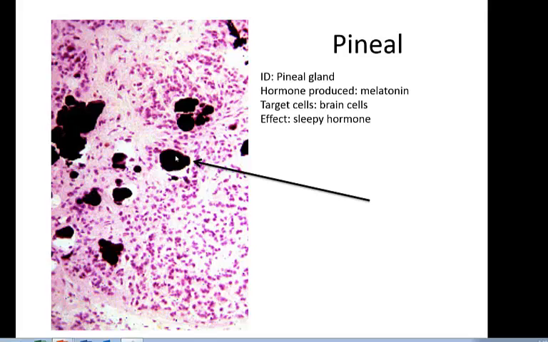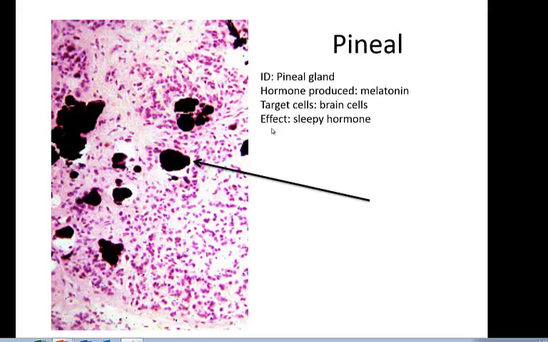These things are called brain sands, and they're basically calcium salts that deposit in the pineal gland in the 3rd or 4th decade of life. And so that's how you're going to identify the pineal gland during the endocrine practical. So if you see a bunch of black things on the slide, then you know it's the pineal gland. And these are the 4 things that you have to identify during the endocrine practical.